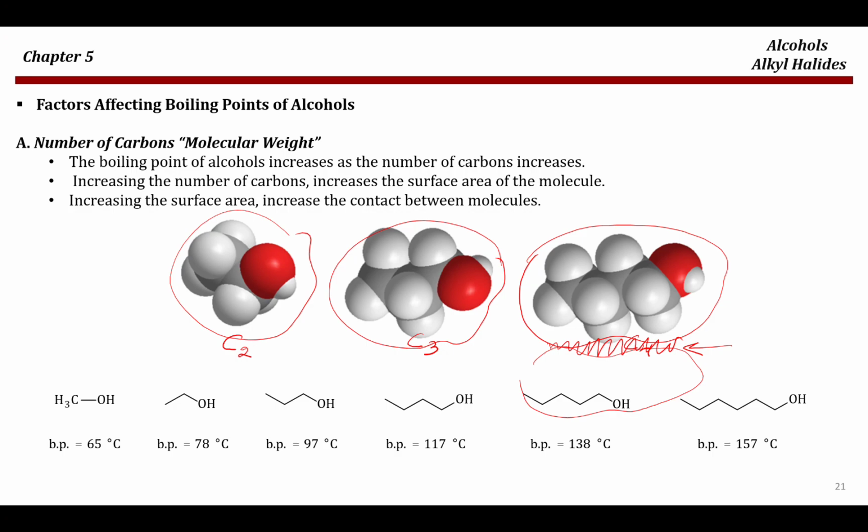As you can see here, these are the boiling points of the different alcohols. So one carbon, 65; 2 carbons, 78; 3 carbons, 97. So as you can see, as we increase one carbon, the boiling point is increasing.